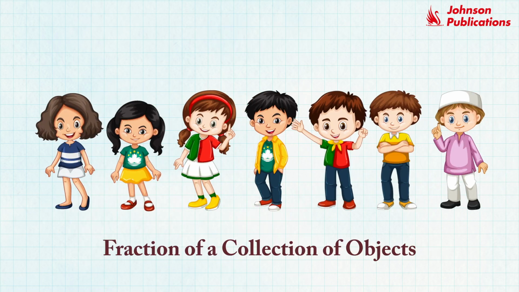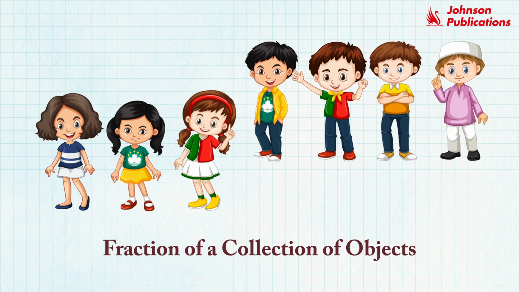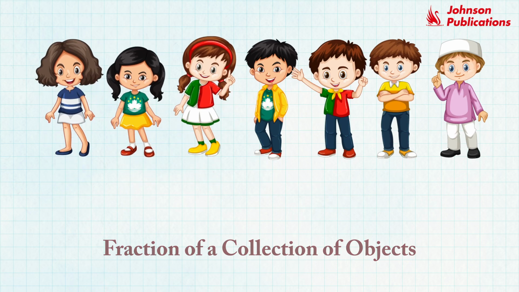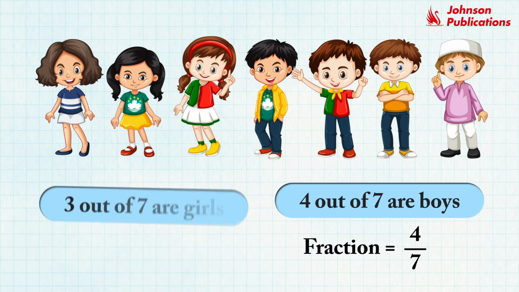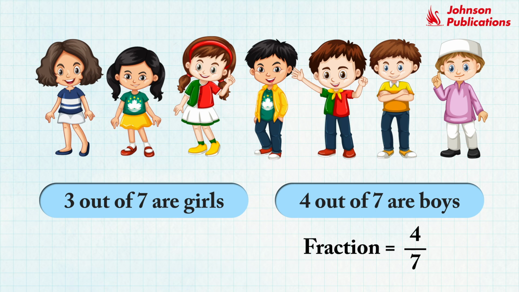Similarly, if we divide a group of objects into equal parts, then each part represents a fraction. Let's consider a group of 7 children, among which 4 are boys and 3 are girls. It means 4 out of 7 are boys. So, the fraction of boys is 4/7. Similarly, 3 out of 7 are girls. So, the fraction of girls is 3/7.